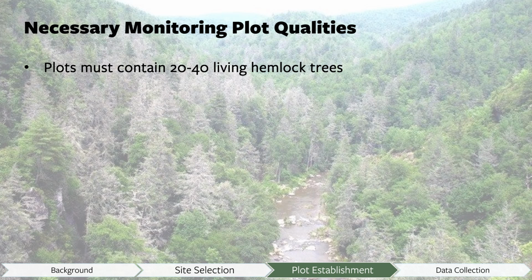We have this range in here because we recognize that throughout the range of eastern hemlock there are going to be different qualities of areas where there are hemlock plots. So if you're in an area where you can really only find 20 living hemlock trees to monitor, that is okay for you to monitor that plot instead. But if it's at all in your capacity, we ask that you please try and get this number to be as close to 40 as possible.